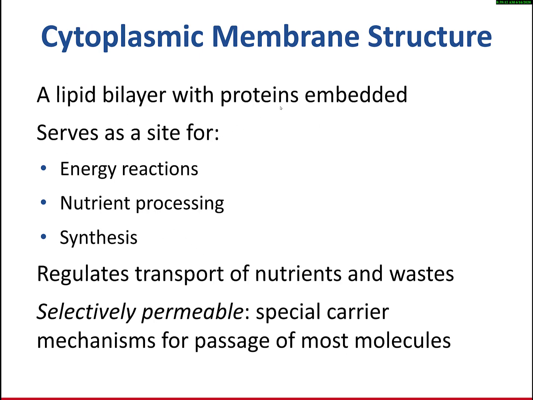A lipid bilayer in which protein is embedded, so the phospholipid bilayer serves for energy reactions, nutrient processing, and synthesis. The outer membrane of these things allows the efficiency of bringing things in. The more things you can bring in means you don't have to manufacture it, i.e., spend a lot of energy to just remake it. So if you don't have to make it because you can acquire it, so be it, and it's probably more efficient. It regulates transport of nutrients and waste. So what comes in, we also have to get rid of things, and so that's another way to dump it overboard.